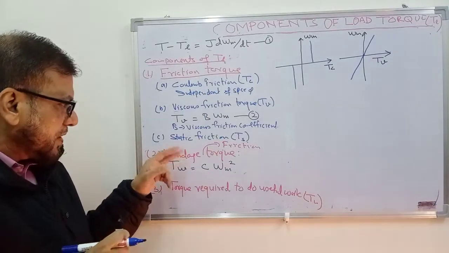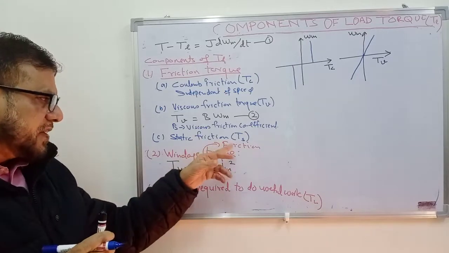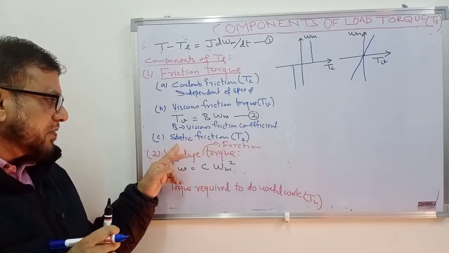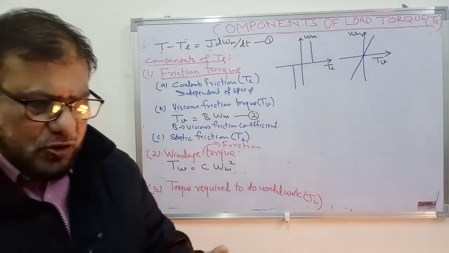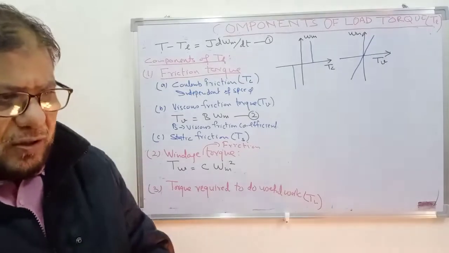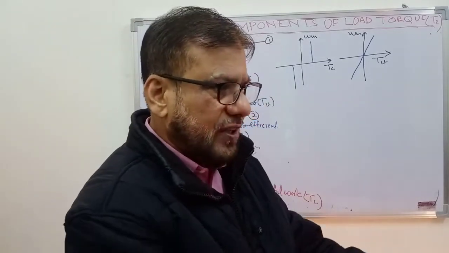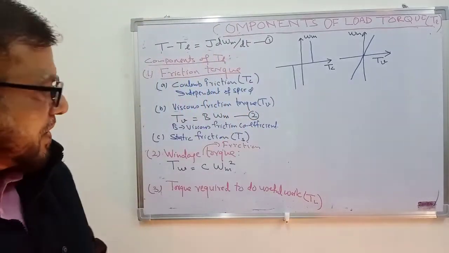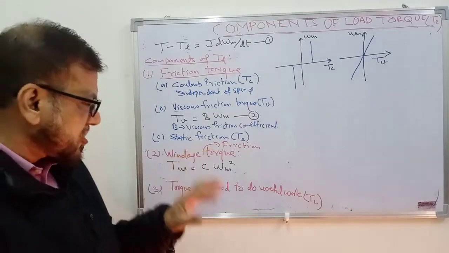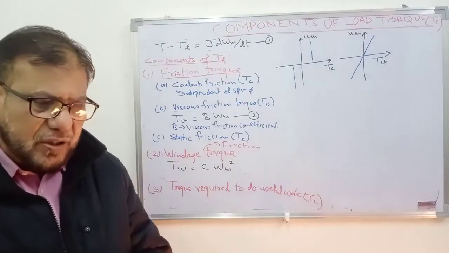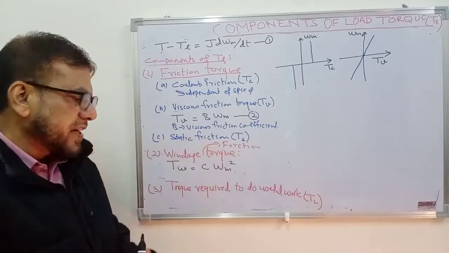The third component of torque is known as static friction torque, TS. And as the name suggests, it is only present near static condition, near zero speed. Whenever you push something, if you try to push some table, in the beginning the force required is higher, but as the table starts moving, the force required to move it reduces. It is because of some additional force required to move during starting. So that torque that the motor has to overcome is known as static friction torque.